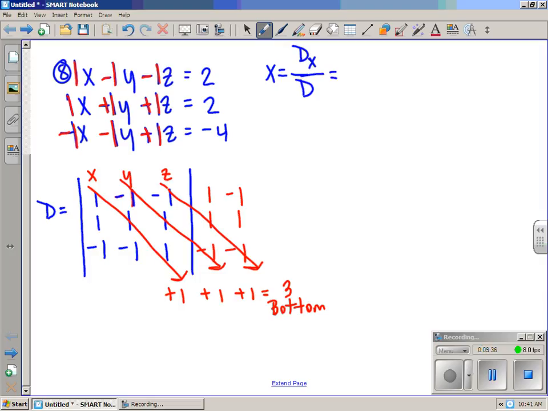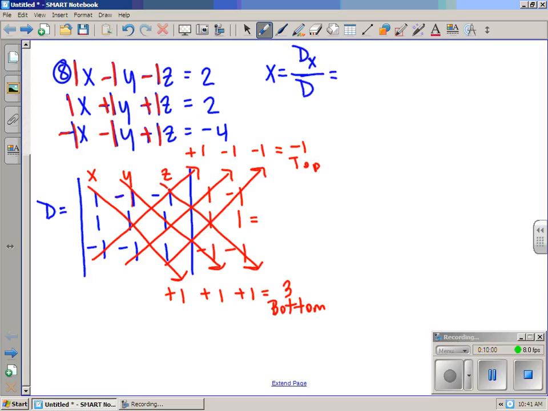We now multiply going up. Negative 1 times negative 1 is positive 1. Negative 1 times 1 is negative 1. And 1 times negative 1 is negative 1. Add those up. And this is your top number.